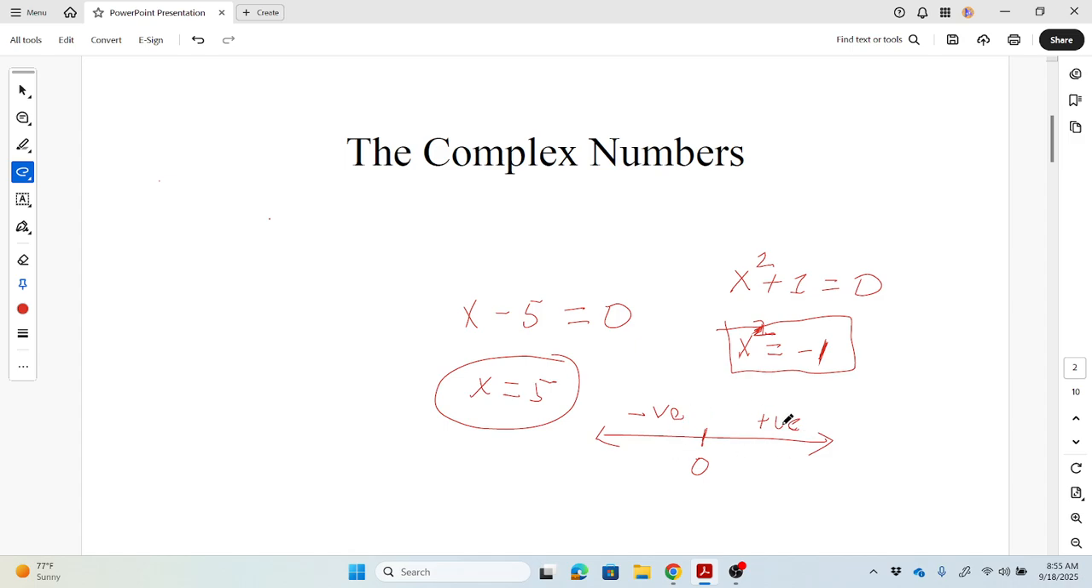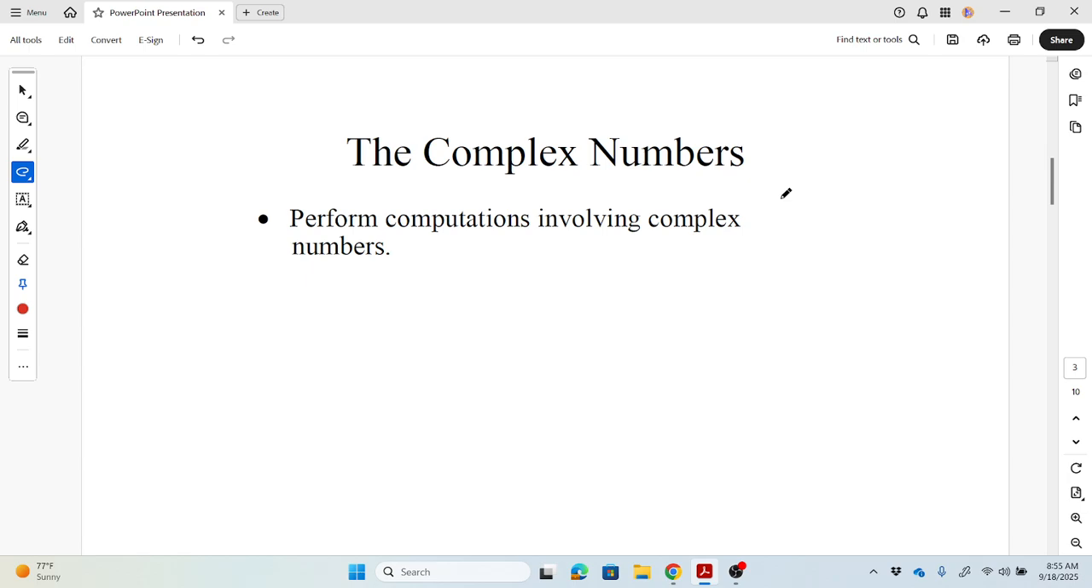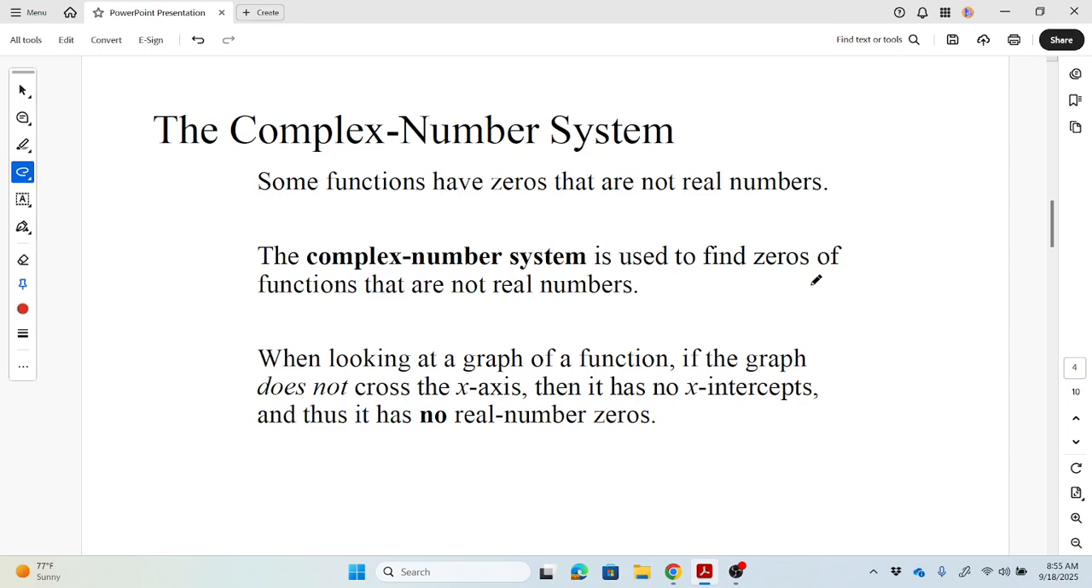So if there is any other system, we need to know about that. And that's the reason we're going to discuss complex numbers, which go beyond the real numbers. And then we try to do computation between the complex numbers. So first of all, what are the complex numbers? Some functions have zeros that are not real numbers, and to find the zeros of that type of function we use the complex number system.